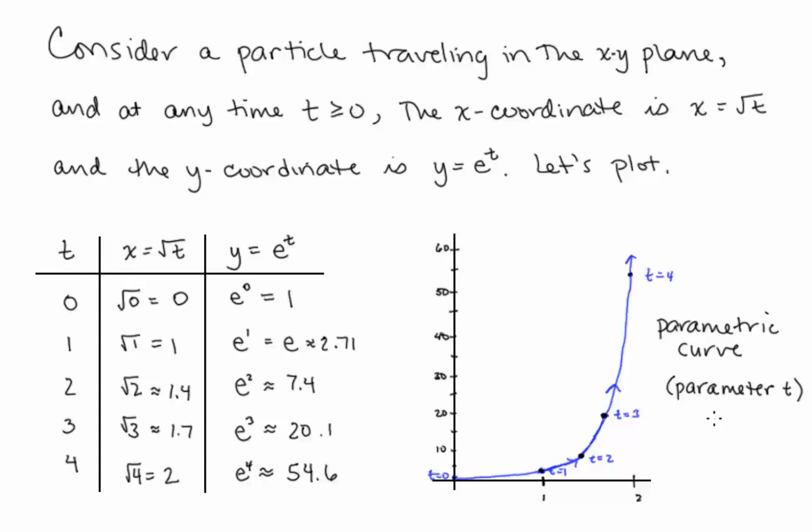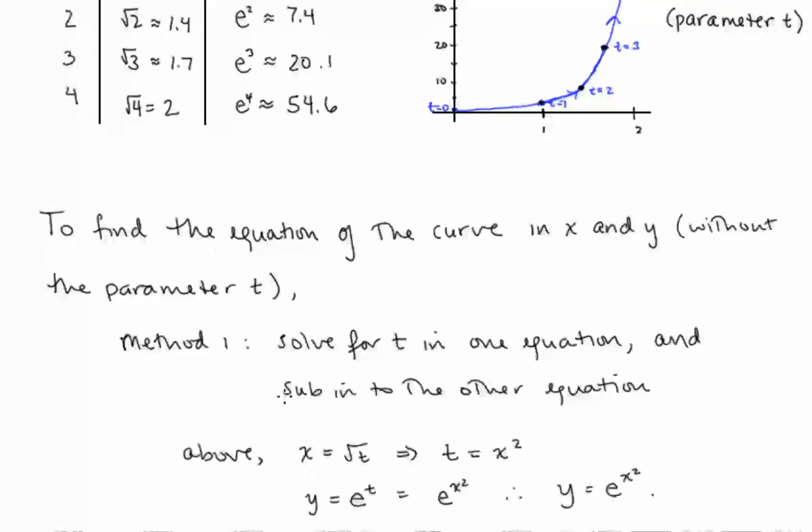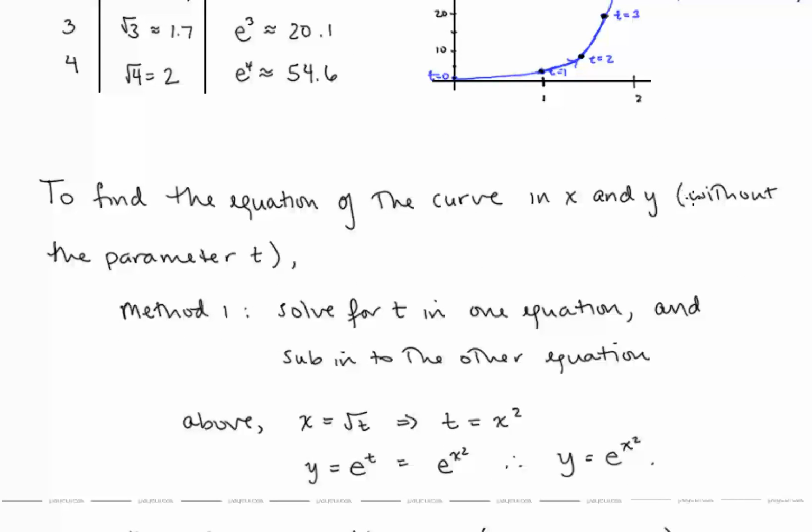Now we might be interested in finding the equation of this curve in terms of x and y. So in that case, we'd want to be able to eliminate the parameter for this curve. To find the equation of the curve in x and y without the parameter t, we have two methods. The first method is to solve for t in one equation and sub in to the other equation. And that's what we're going to use here.